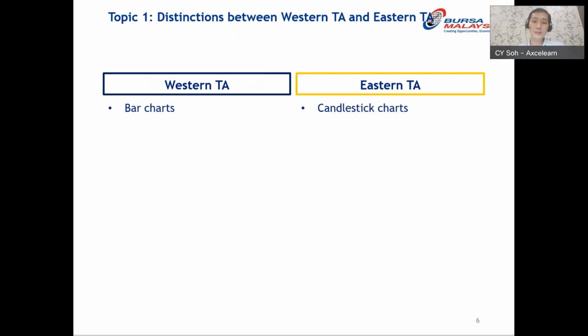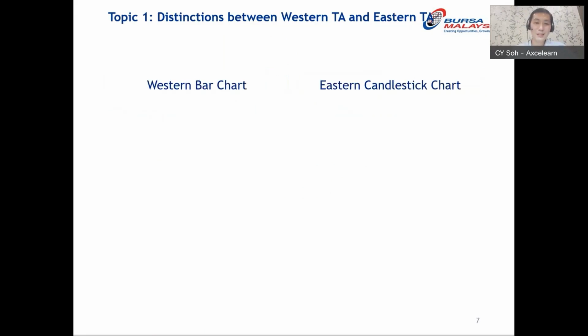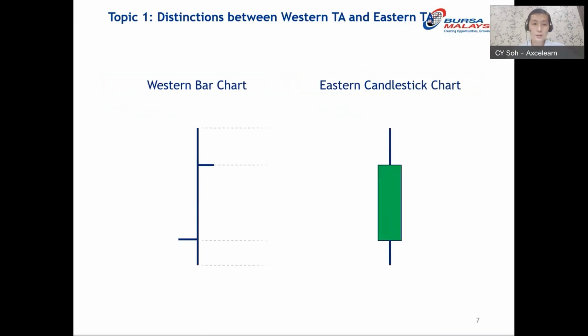Now, some of you might be surprised with the Western TA because of the bar charts. And what bar charts am I talking about? So let's have a quick look at what a bar chart actually is. On the left-hand side is the bar chart, right-hand side is the candlestick. So a bar chart would look something like this. For some of you, you may not have seen a bar chart before. It is quite similar to the candlestick chart. Here, the high and low price are the same.